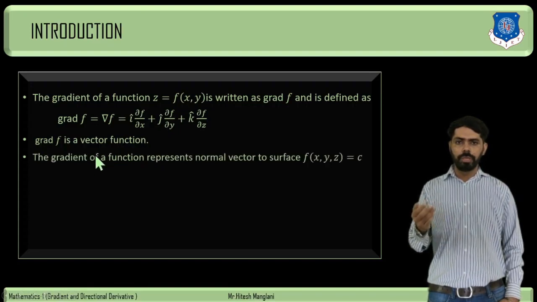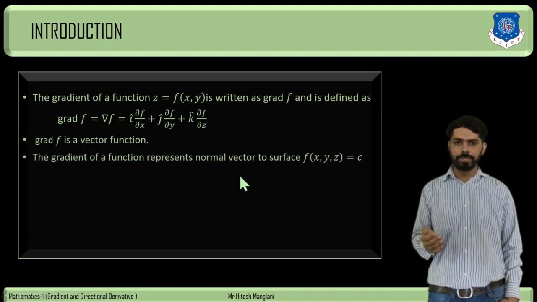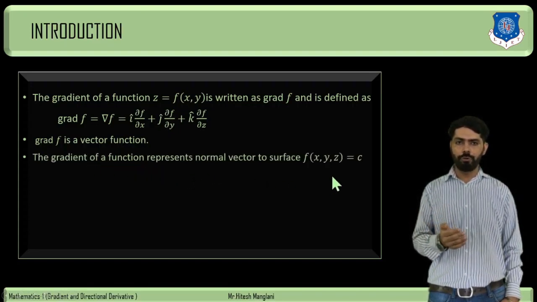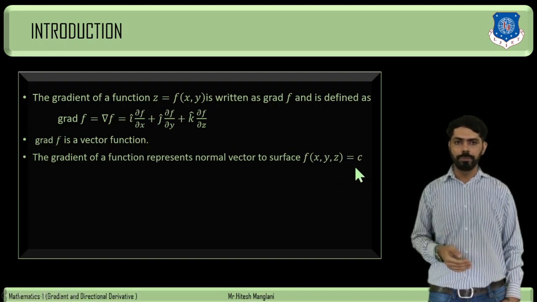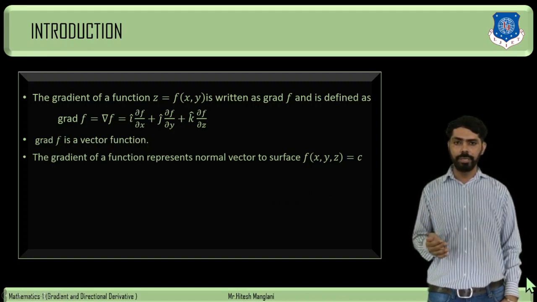Now the gradient of a function represents a normal vector to the surface f of x, y, z is equal to c. So if we are finding the gradient, then we are finding the normal vector to the surface f of x, y, z is equal to c.